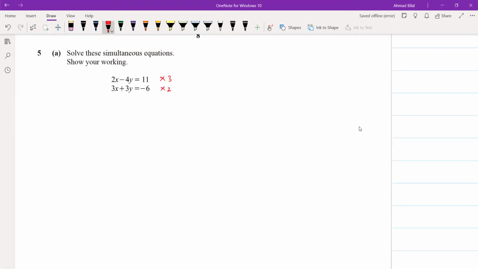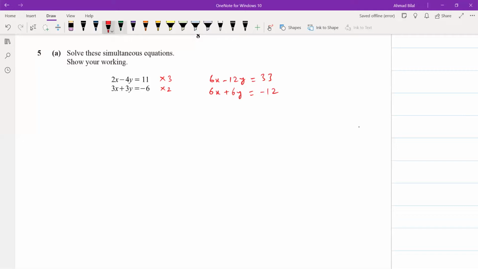आप substitution prefer करते हैं, that's also fine. Whatever works for you. अगर fractions आ जाए तो I generally try to avoid substitution, उसमें mistake के chances थोड़े से बढ़ जाते हैं, but that's okay. अब मैंने पहली equation को 3 से multiply किया है, that's 6x minus 12y equals 33. Second equation को 2 से multiply कर रहा हूँ, I get 6x plus 6y equal to minus 12.